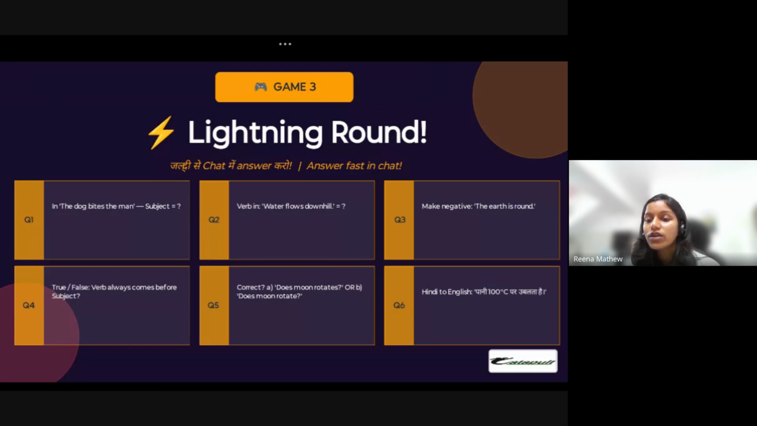The earth is not square. Okay. Don't add new words. Just negate it, right? The earth is not round. Now, fourth question, dekho. There is a sentence I've given. Tell me whether it is true or false. Verb always comes before subject. Does verb come subject ka pehle or subject ke baad? It is false, right?